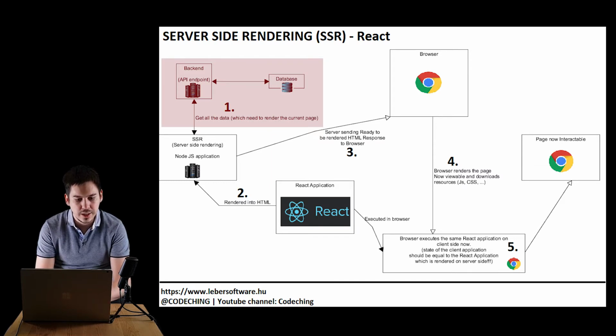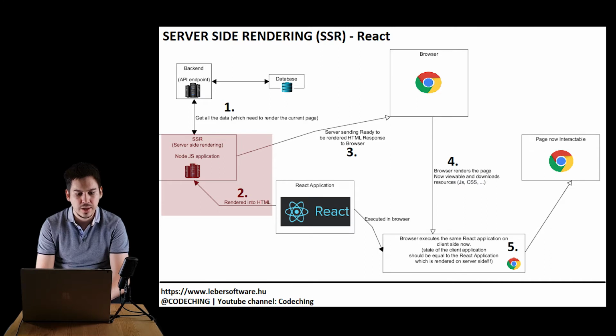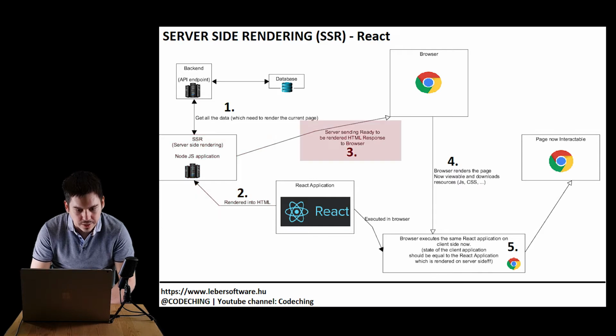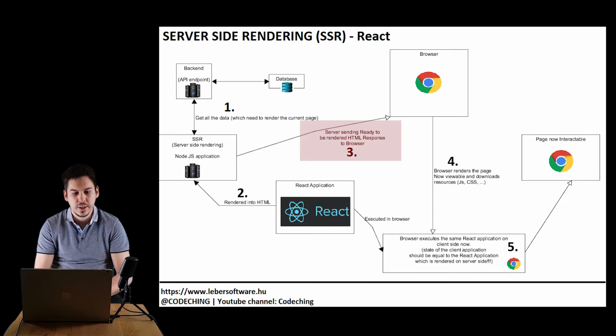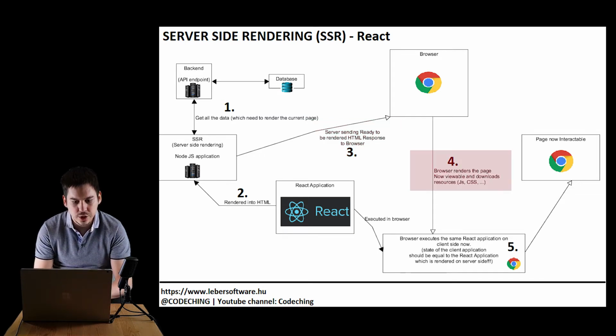So the endpoint gets the data from the database, and if all the data is ready to render our React application, then the NodeJS application will render our React application into an HTML variable. And if everything is ready, then the server sends the ready-to-be-rendered HTML response to the browser. The browser renders the page.